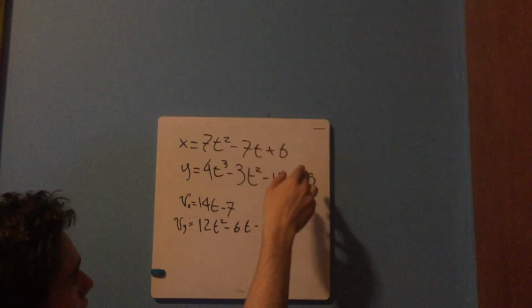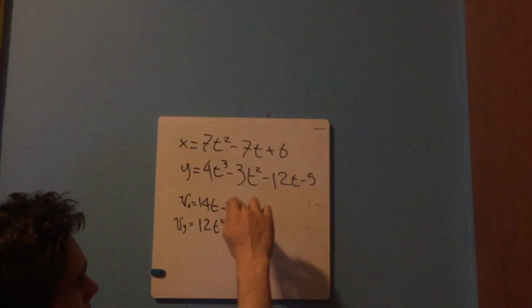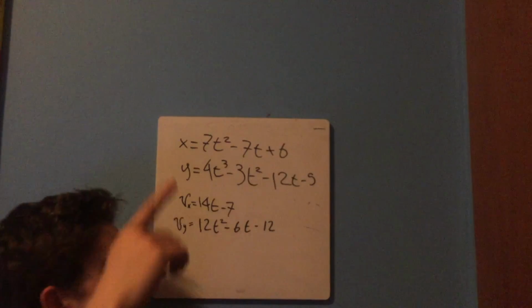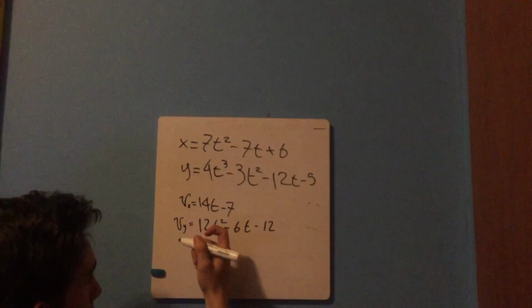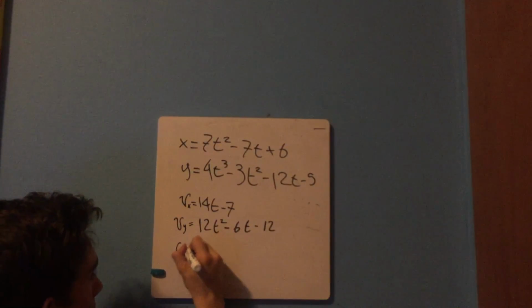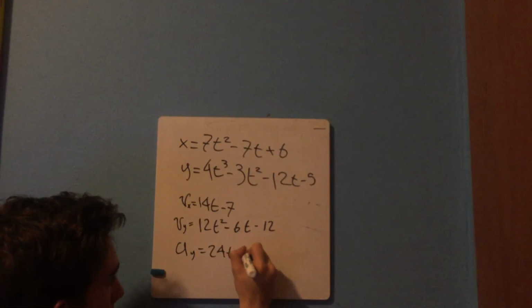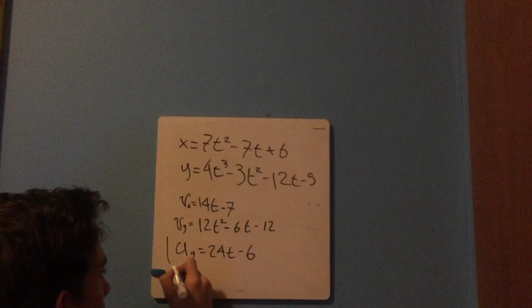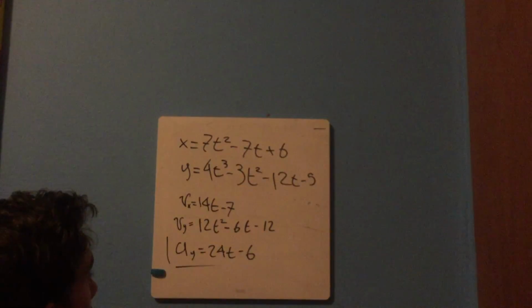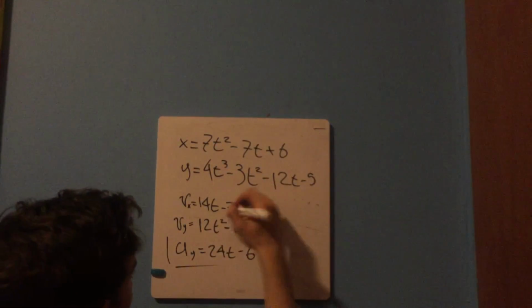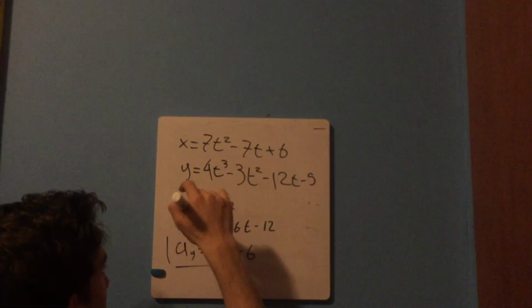Because we got 7t, when we do the derivative we lose the variable that doesn't have an exponent. So then we have to do this one again. Acceleration in y equals 24t minus 6, alright? So this is our equation for acceleration, and this one is our equation for speed, which we will set equal to 0 now.